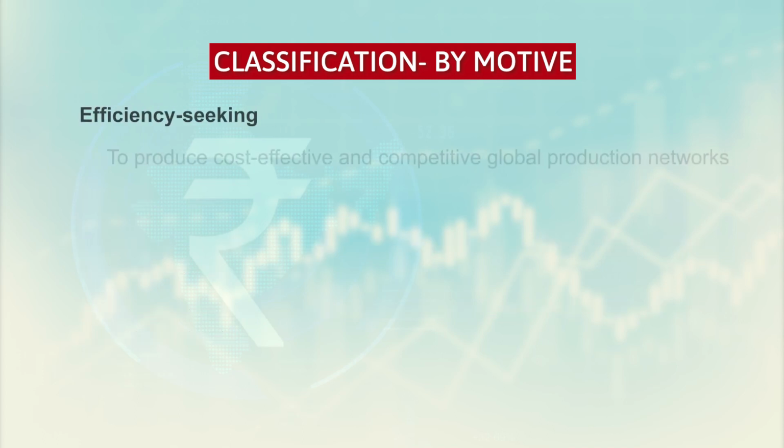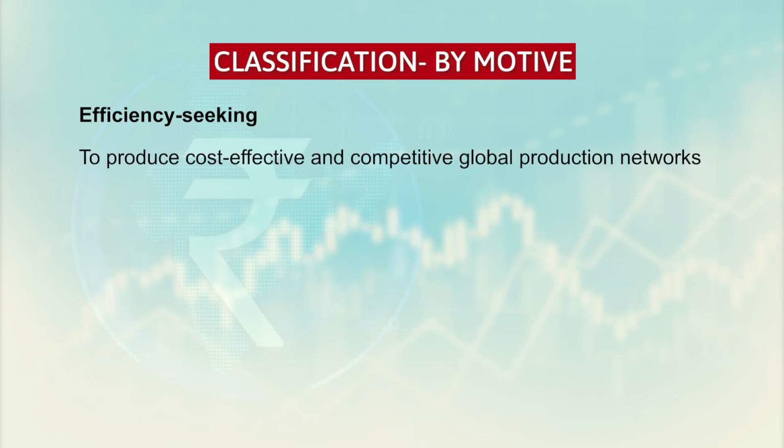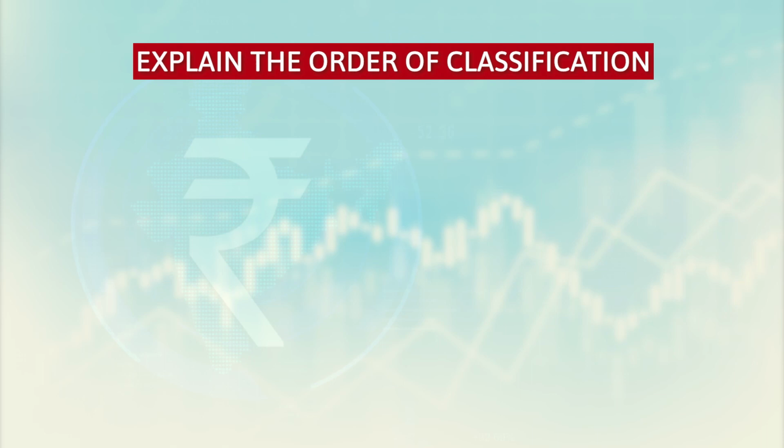Efficiency seeking is for competitive and cost-effective global networks, which can be done in terms of algorithms, in terms of sophistication in Indian business, or artificial intelligence models or any kind of computing technologies. So we can see the order of classification: either it can be target, nature, or motive.